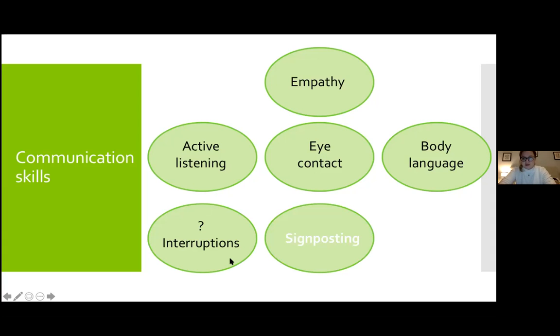I mentioned before about signposting. Make sure you do that throughout. And then make sure you summarise as well, because then you will realise what you've not asked and what you need to ask, okay? Fine, so that's communication skills.